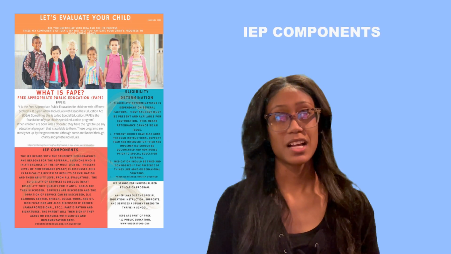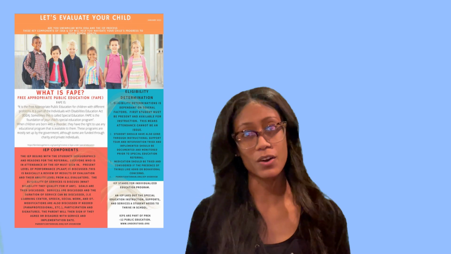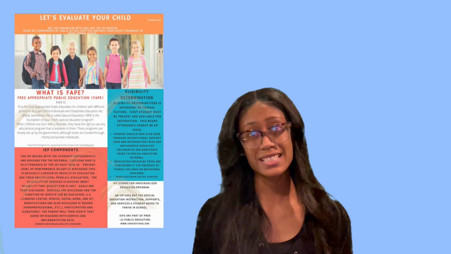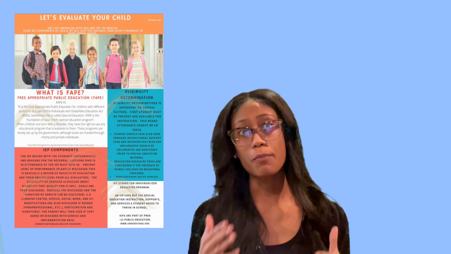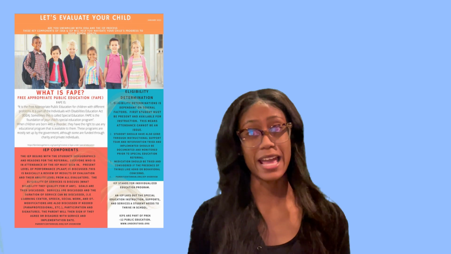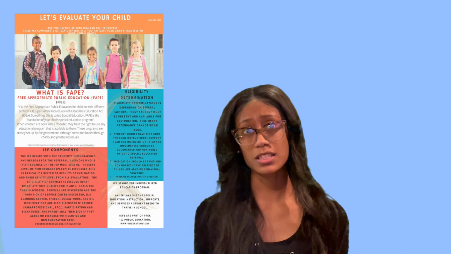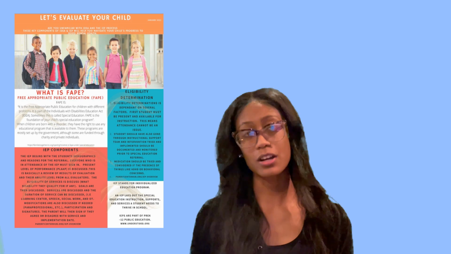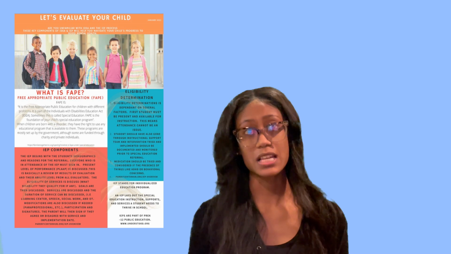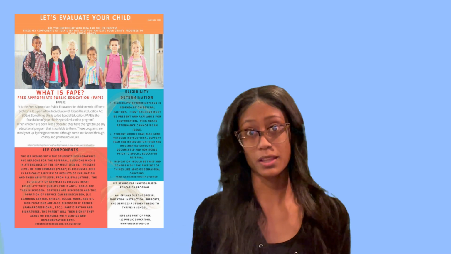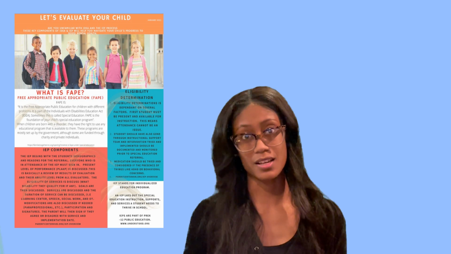IEP components. The IEP begins with the student demographics and reasons for the referral. Everyone who is in attendance of the IEP must sign in. Present level of performance, better known as PLAAP, is discussed. This is basically a review of results of evaluation and their ability level from all evaluators. The eligibility of services is discussed, what disability they qualify for, if any, and goals are then discussed.